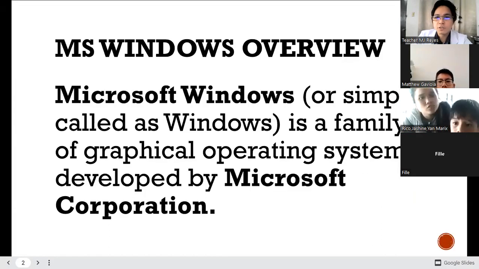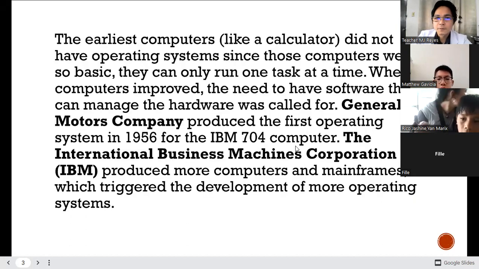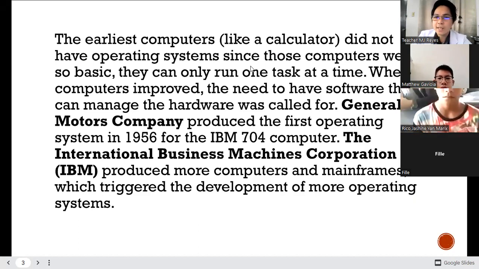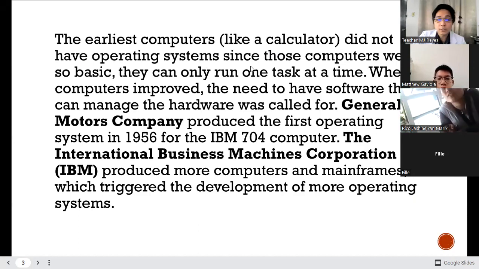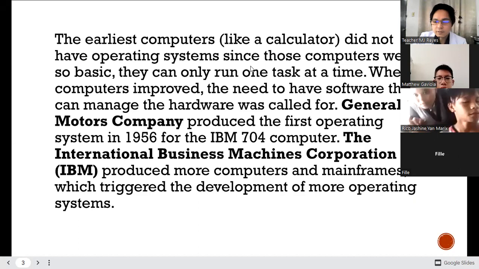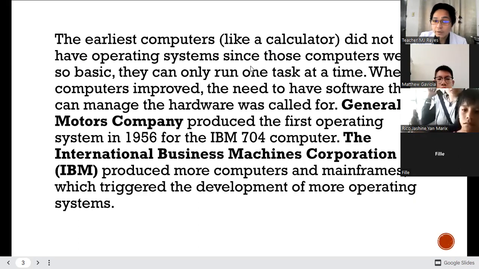Okay, MS Windows overview. Microsoft Windows, or MS Windows, or simply called Windows, is a family of graphical operating systems developed by Microsoft Corporation. The earliest computers like calculators did not have operating systems, since those computers were so basic that they can only run one task at a time. But in our computers nowadays, we can have multiple tasks. We call that multitasking. Okay, you can do multitasking with your computer.